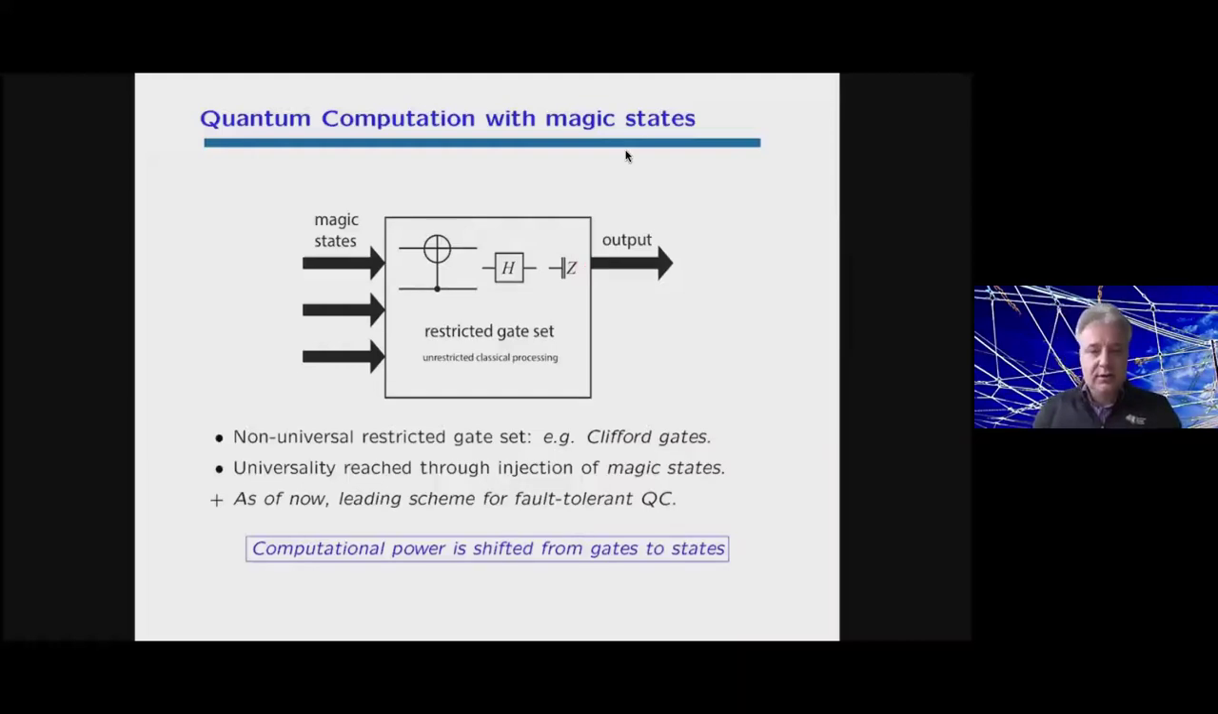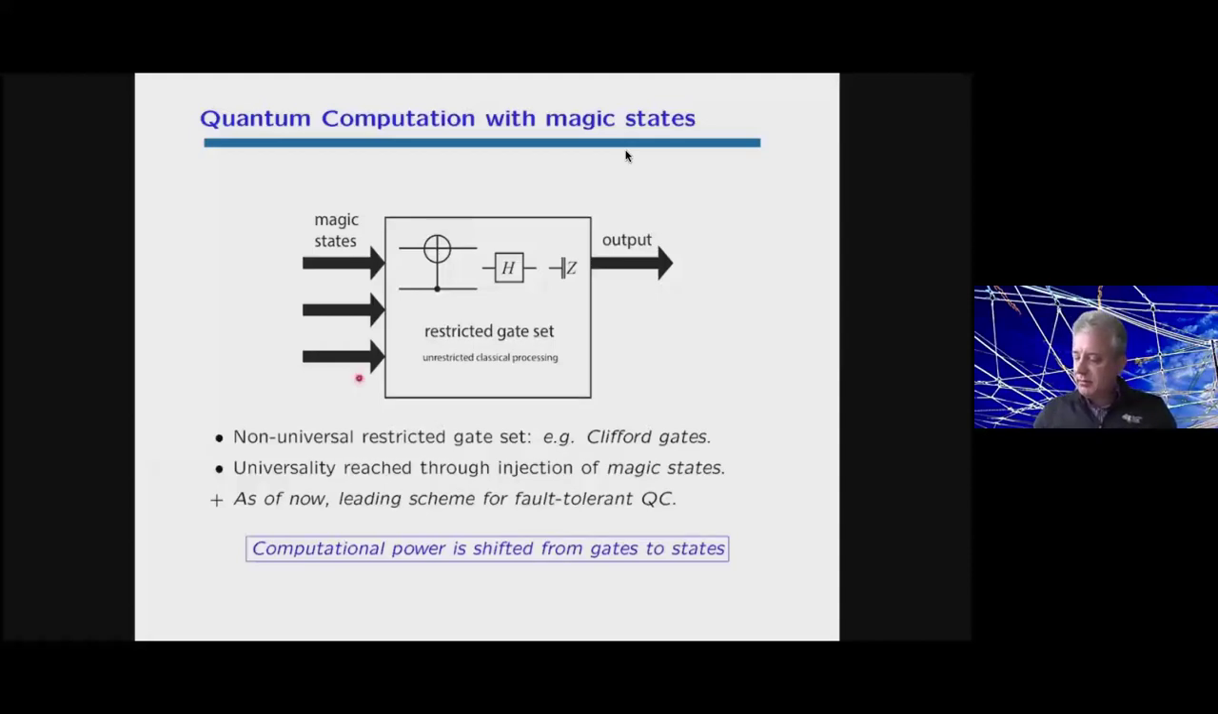The Gottesman-Knill theorem tells us that if you just have those operations, then you're not universal and you're also efficiently classically simulable. So you need other stuff, and this other stuff are the magic states. These are non-stabilizer states, and by injecting them into the computational scheme as resources, you recover universality. So you have a universal scheme again.